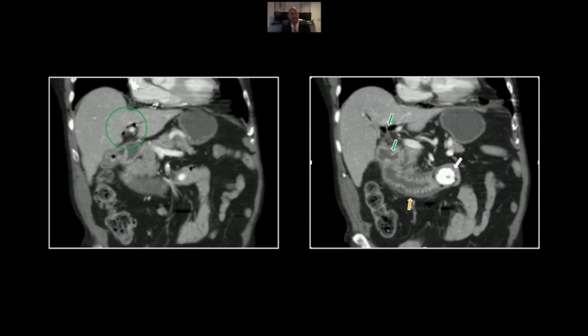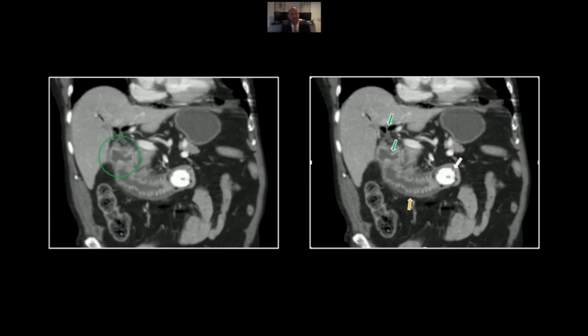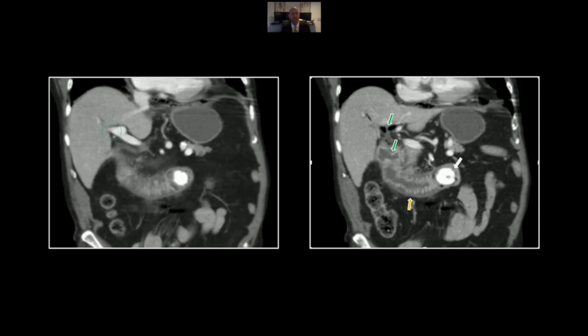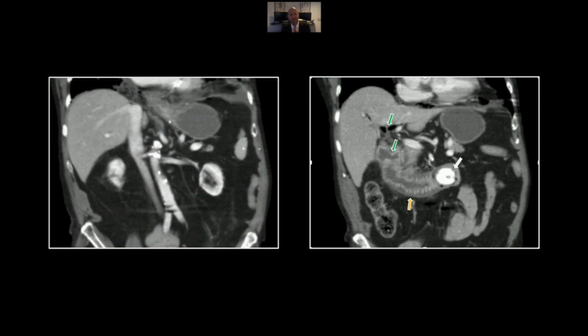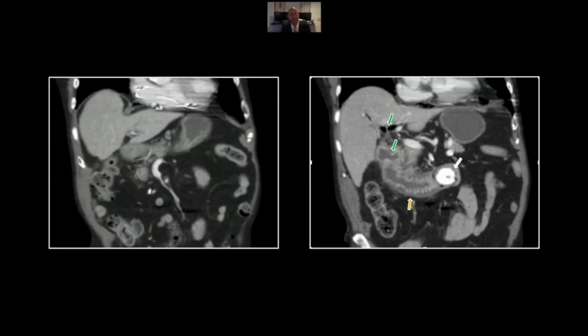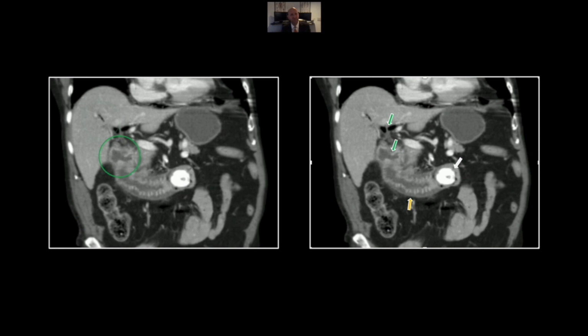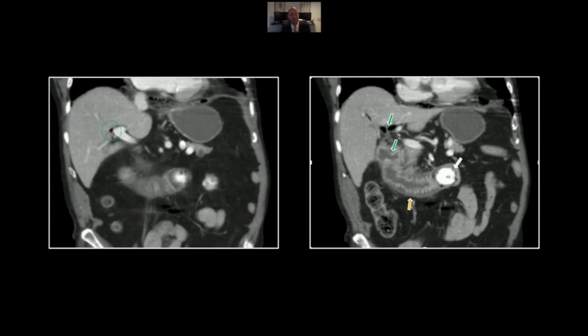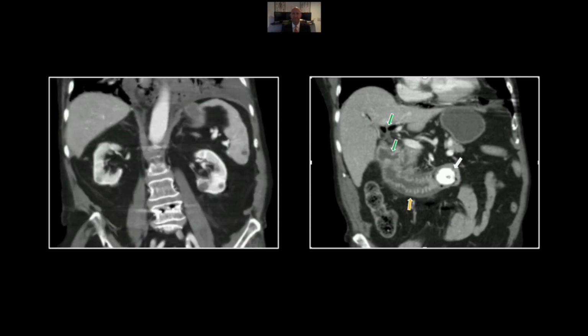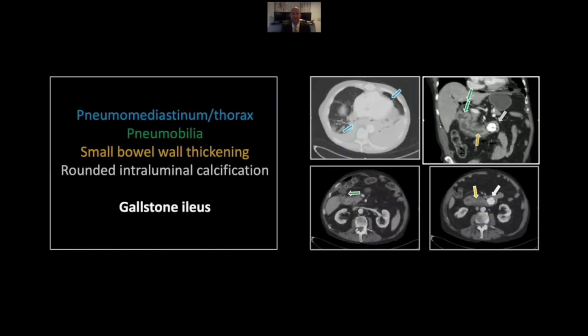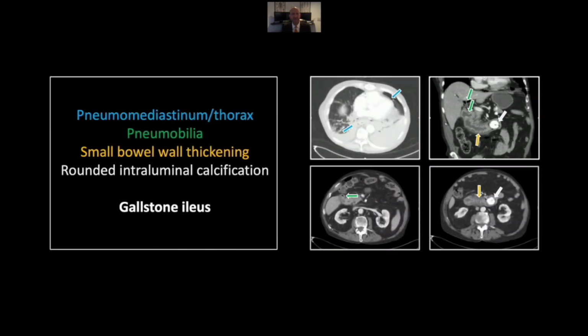Here we have on the coronal the pneumobilia, and there the gallbladder with that communication to the duodenum, and of course the gallstone. We'll let that one run one more time. There's the pneumobilia, the decompressed gallbladder with fistula, and the wall thickening and gallstone. So that is a case of gallstone ileus with bowel obstruction at the ligament of Treitz.